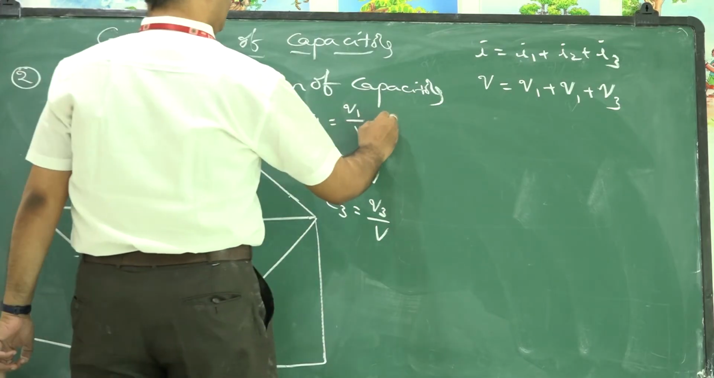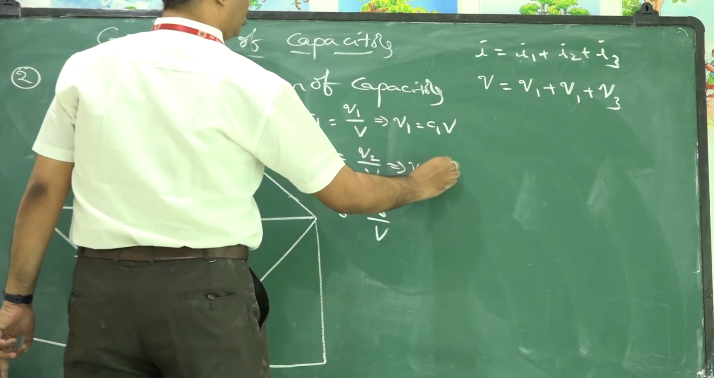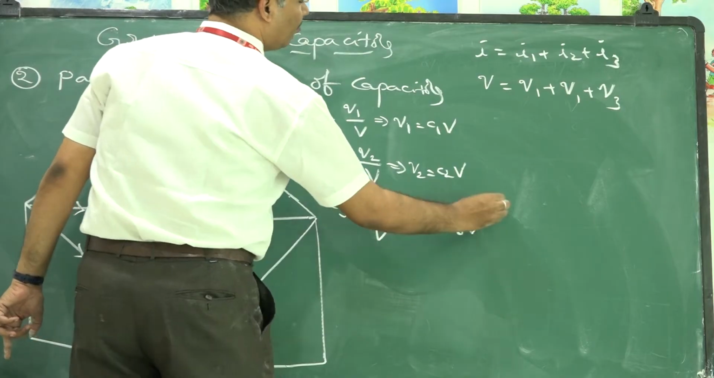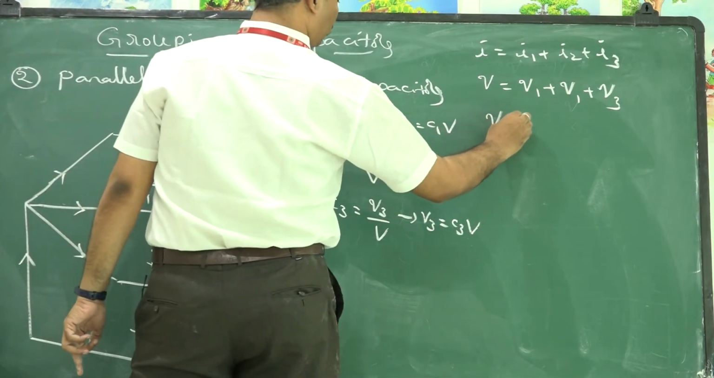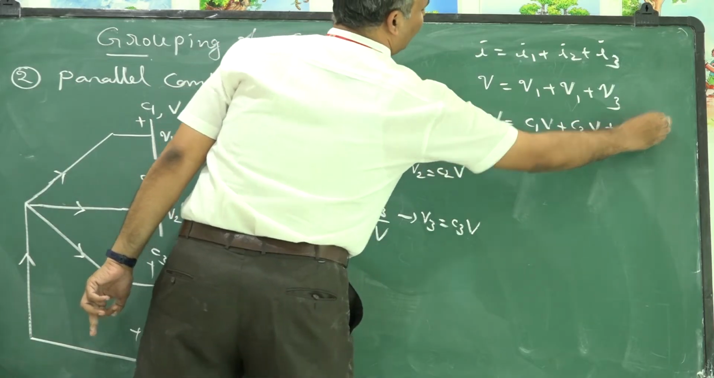From this equation, Q1 is equal to C1V. From this equation, Q2 is equal to C2V. From this equation, Q3 is equal to C3V. Substitute them here. Q is equal to C1V plus C2V plus C3V.